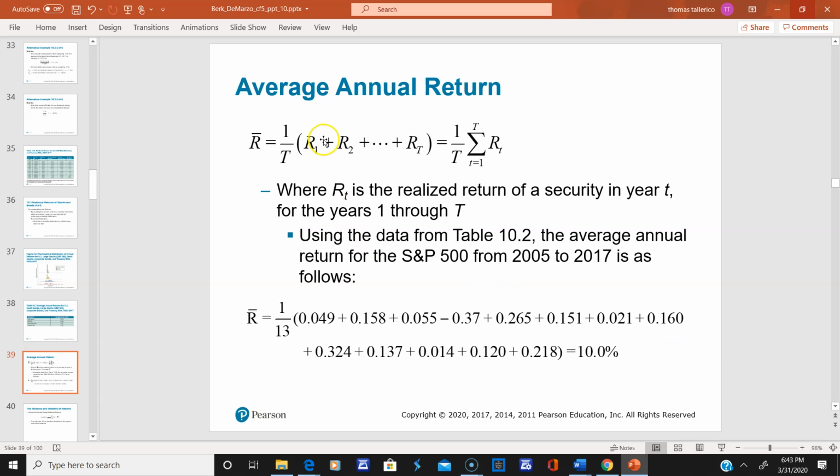Okay, so here's another equation, and this is the average annual return. The average annual return is simply done by looking at the return from each year. Notice this is a little different now. This is a straight average for each year: year 1, year 2, the return for year T, and so on. You divide by the number of years, and you end up with this equation here. This is the equation for the average annual return.